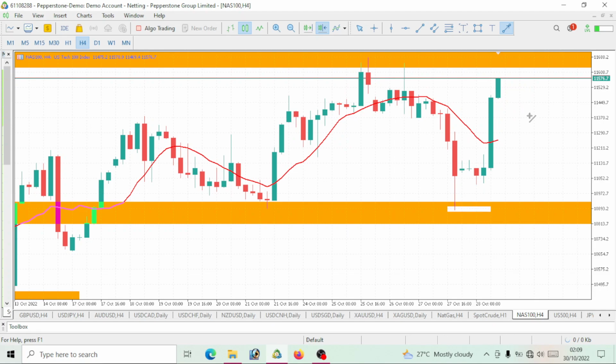But if in case it does not, then you can wait for this price to push up to this resistance level. Once it pushes up to this resistance level, of course, we'll see a reaction on the Nasdaq 100. That reaction should give us a bearish move, like the price should drop. So maybe then you can enter to short this Nasdaq 100. So it is up to you.